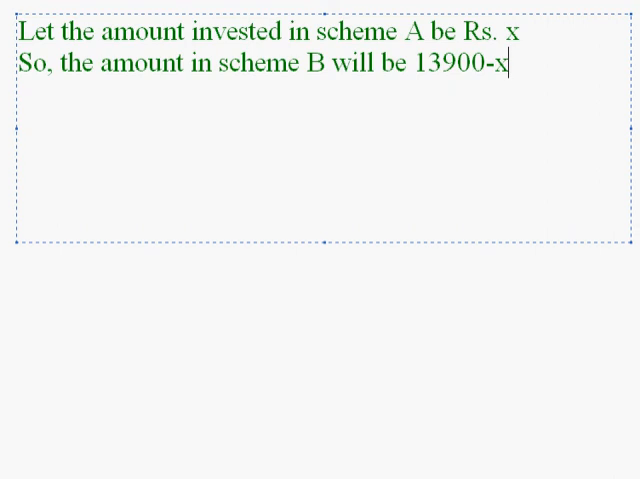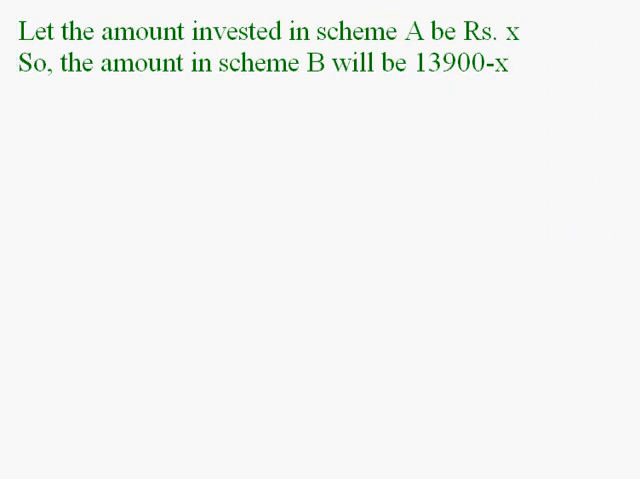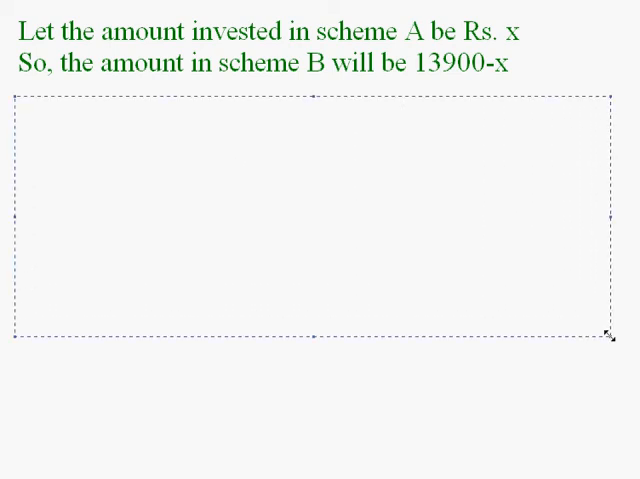Okay, so now what to do next? We need to find the simple interest for the two different schemes separately. So simple interest for scheme A will be X times 14 times 2 divided by 100. This is simple interest for scheme A. It is PRT upon 100. P is X, that is the sum that you invested here, R is 14%, and T is 2, that is the time period of 2 years.